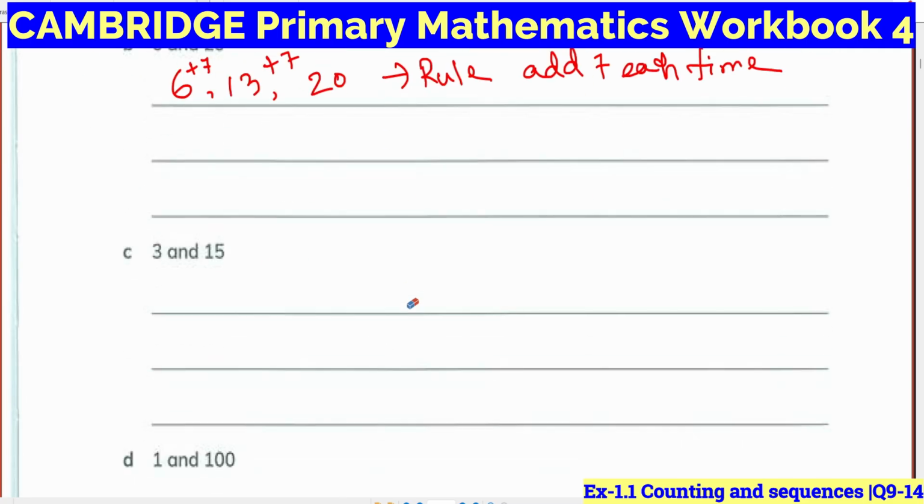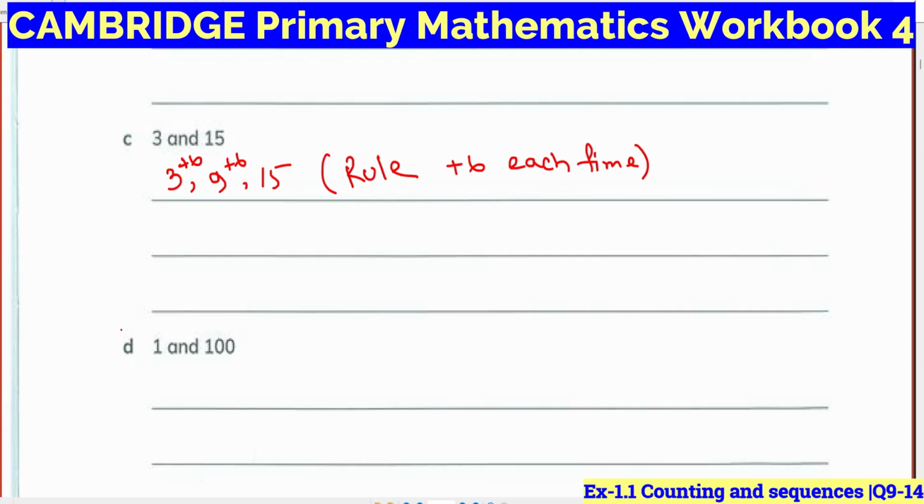Next, 3 and 15. Suppose 3 and plus 6, it will be 9, and plus 6, it will be 15. So the rule: plus 6 each time.